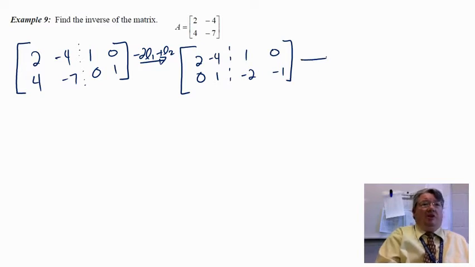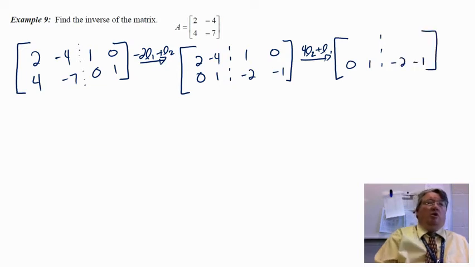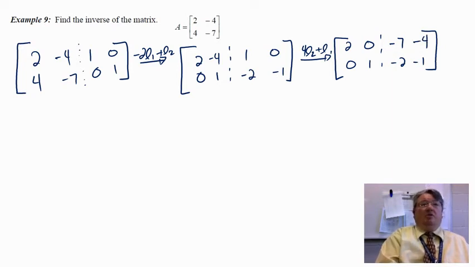But now, check this out. If I go 4 times line 2, that'll make a 4 right there, and I can add it to the -4 and get a 0 in that second spot. I'm just going to copy this bottom row down because there's nothing to do there: -2, -1. 4 times 0 is 0, plus 2 is 2. 4 times 1 is 4, and 4 plus -4 is 0. 4 times -2 is -8, plus 1 is -7. 4 times -1 is -4, plus the 0 is -4.